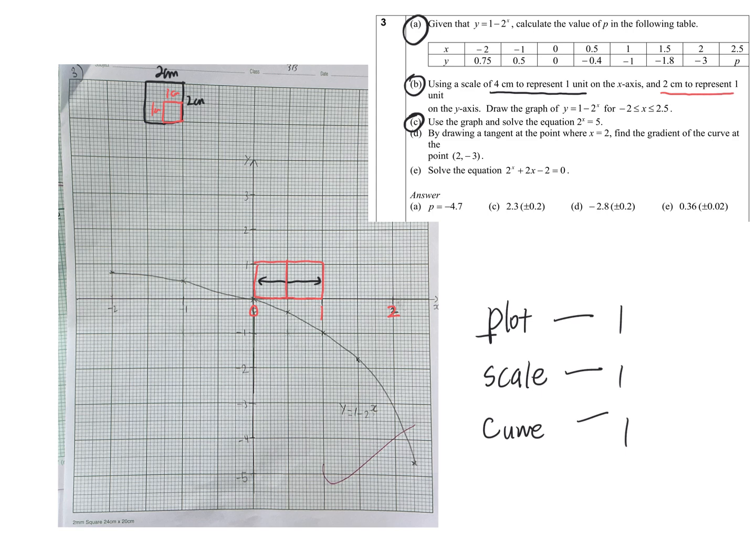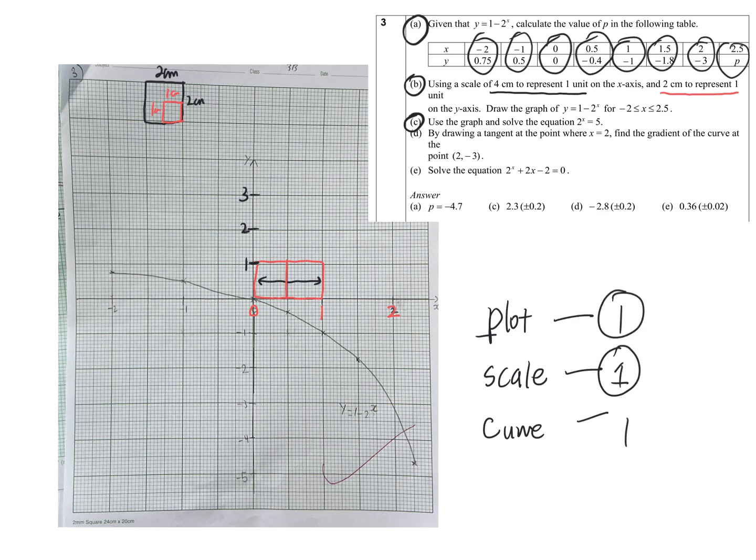Your y-axis is every 2 cm for 1 unit. So you should see 1 green box for 1 unit, 2 units, 3 units. If your scale is correct, straight away we give 1 mark. Next, we will check your plots. If all your plots lie at the right place, you get your 2nd mark. The 3rd mark is if you pass your curve through every point and it looks sufficiently smooth. So graph plotting is 3 marks.